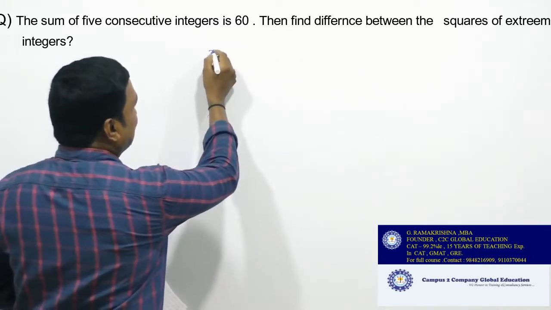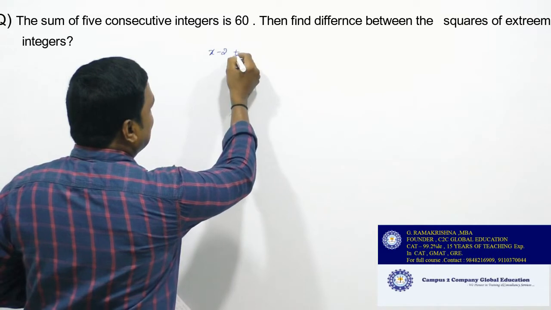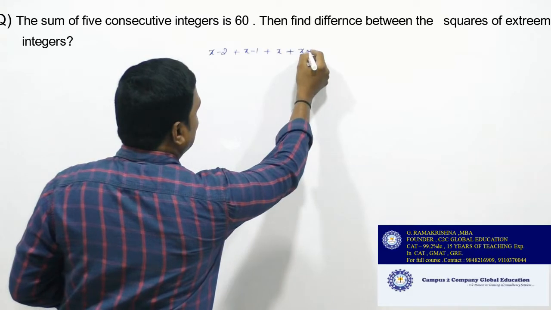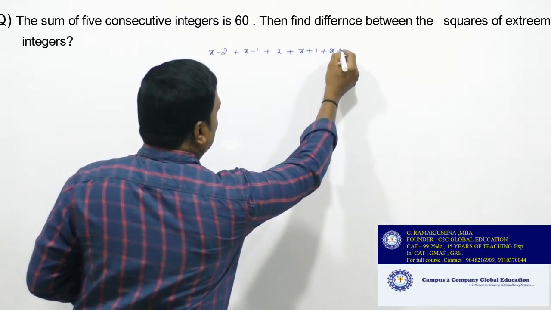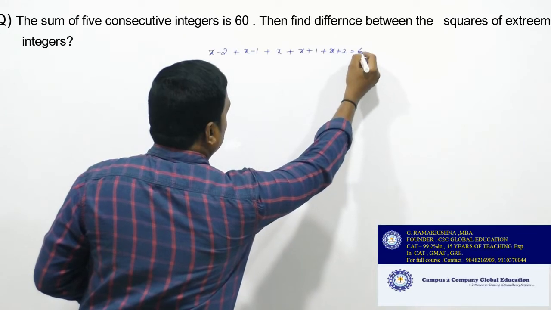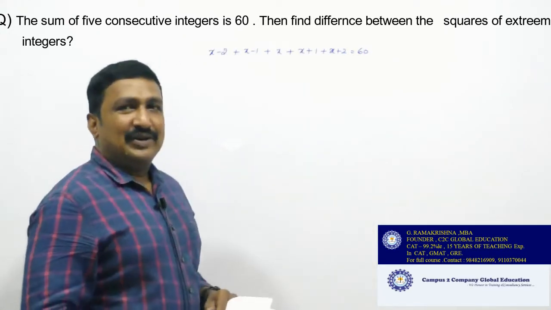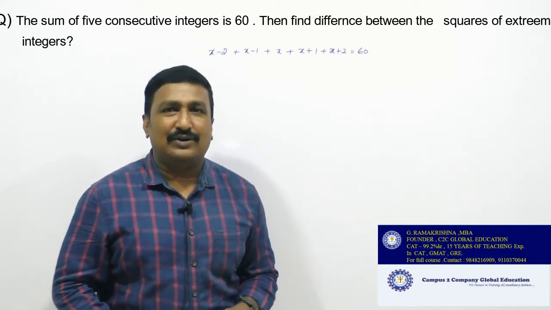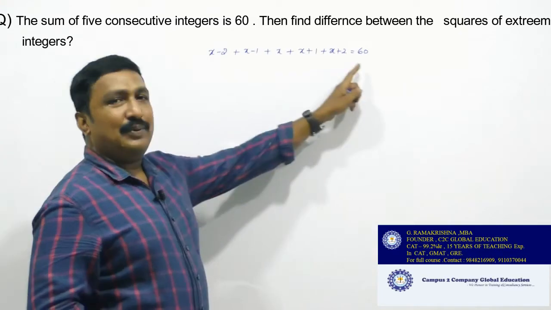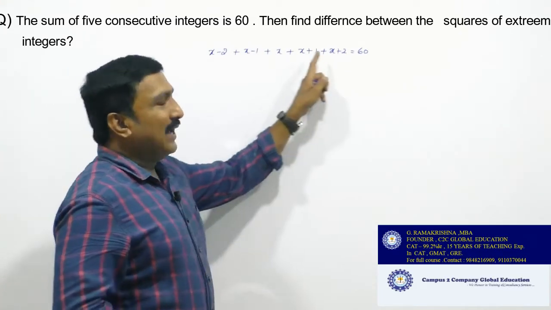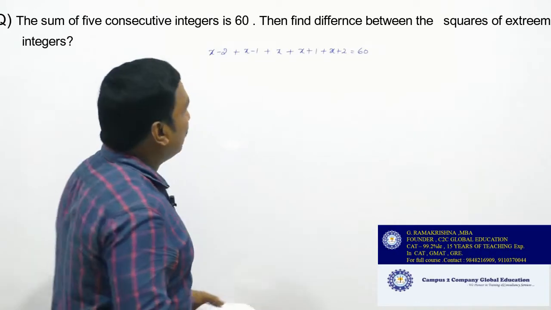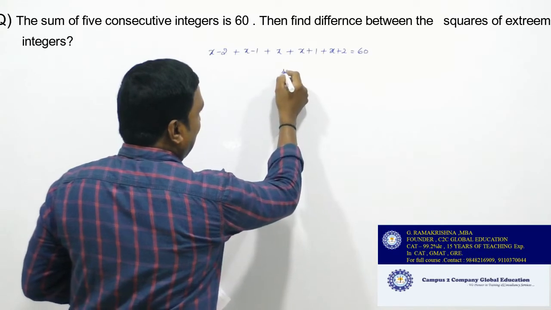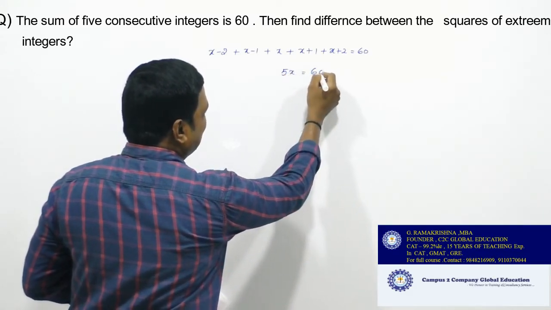So we can write x minus 2 plus x minus 1 plus x plus x plus 1 plus x plus 2 is equal to 60. Right friends, it's a very basic level question. Now we have to find the x value. Here minus 2 plus 2 get cancelled, minus 1 and plus 1 get cancelled. So finally how much will it come? 1, 2, 3, 4, 5. So we can write 5x is equal to 60.